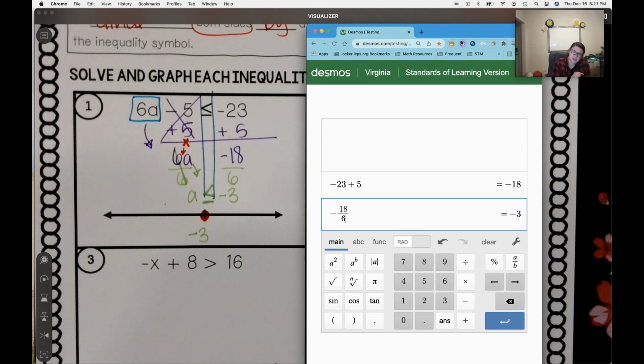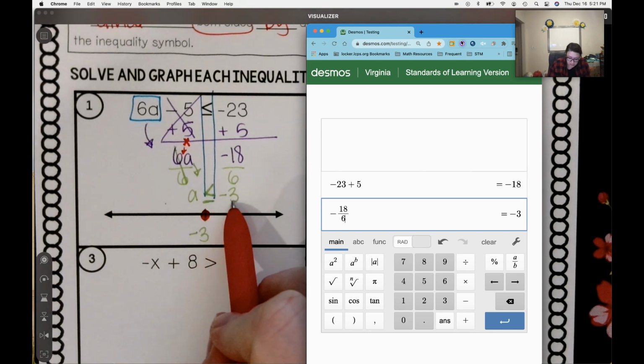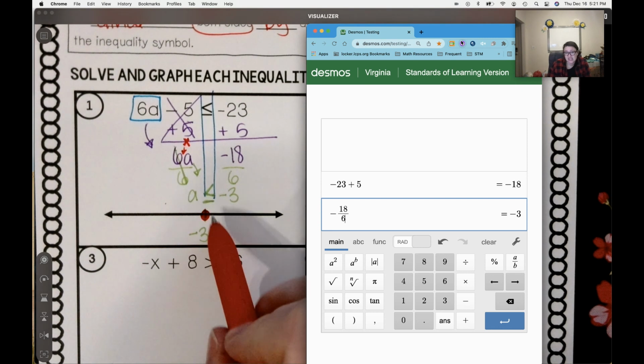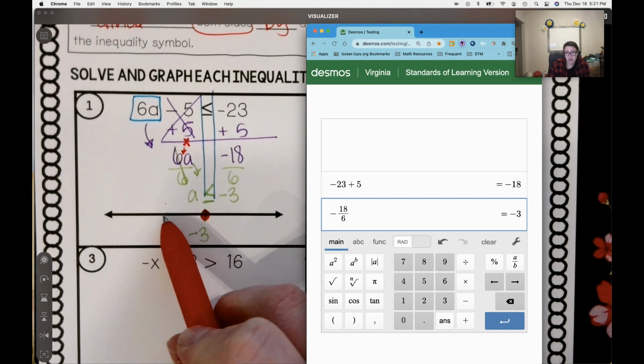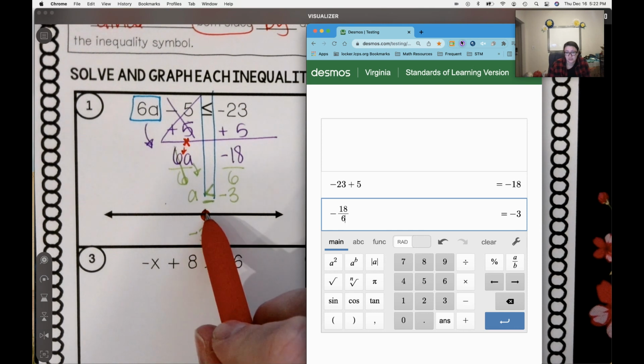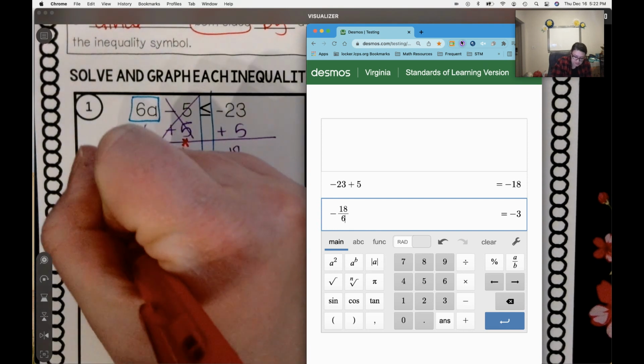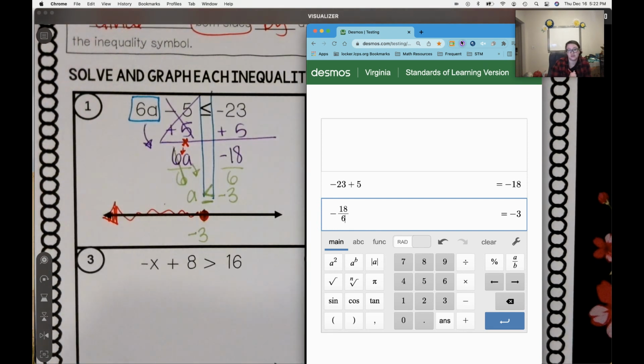And now's the tough part. Do we shade to the left or do we shade to the right? Like we talked about with our last set of notes, it helps to think about what number would be on either side. A is less than or equal to negative 3. Less than means that my numbers are going to be smaller if they should be less than negative 3. They should be smaller than, so we should shade to the left. We should shade to the left because it's less than negative 3.